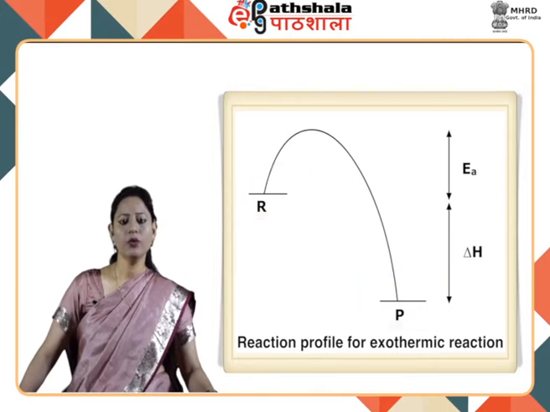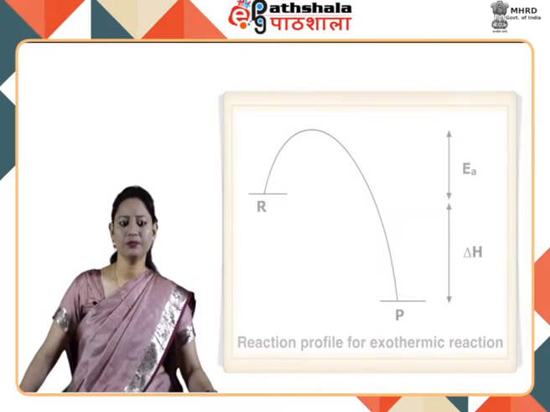The equilibrium constant for the reaction will be large. K is greater than 1 for exothermic reactions. This has no effect on the rate of the reaction. The rate depends on the activation energy, EA.